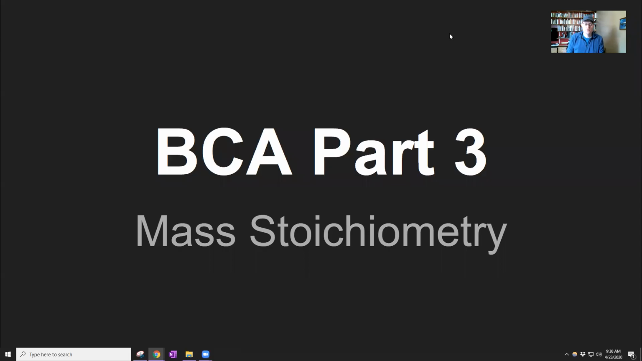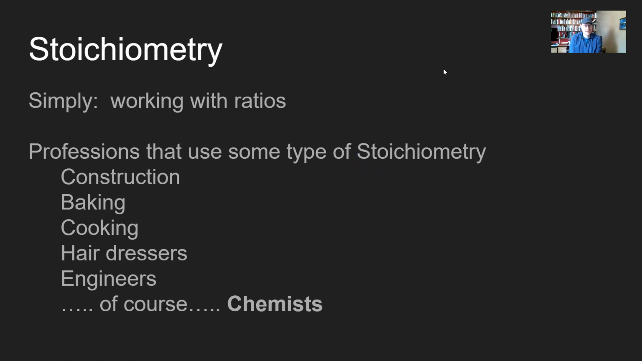Hello, folks. This is going to be your third installment of BCA tables, and this time we're going to be involving mass, so we're looking at mass stoichiometry. Simply speaking, stoichiometry is working with ratios. All sorts of different professions use some type of stoichiometry in their job.